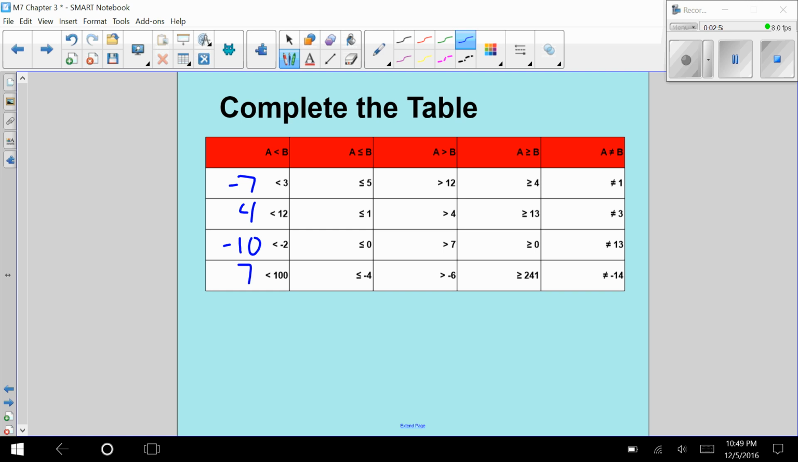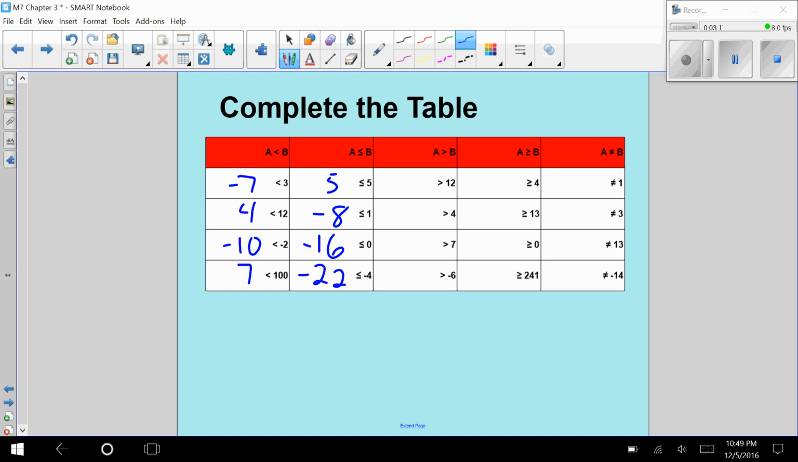For my second column, that is our less than or equal to. I know that 5 is less than or equal to 5. Negative 8 is less than or equal to 1. Negative 16 is less than or equal to 0. And negative 22 is less than or equal to negative 4.